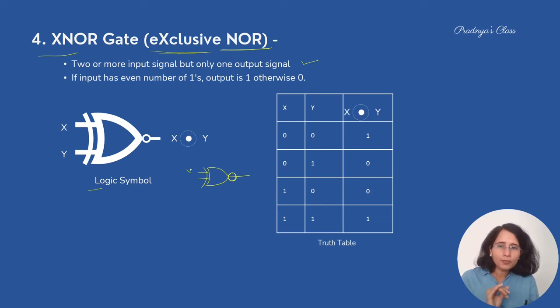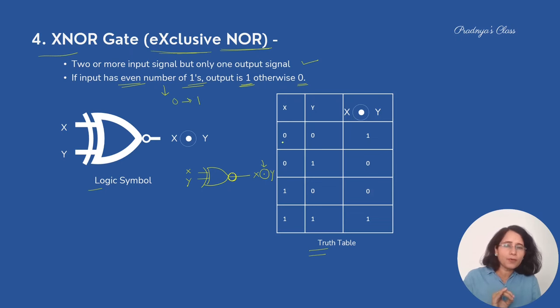If we have inputs X and Y, then we can write it as X dot, then a circle around it, and Y. So let's look at the truth table, how it works on the values. If we have an even number of ones, we will get output 1, otherwise 0. It is just the opposite of the XOR gate. There we were checking for an odd number of ones. Here we are checking for an even number of ones. There is one more condition. If we have all zeros in the input, then we will get 1.